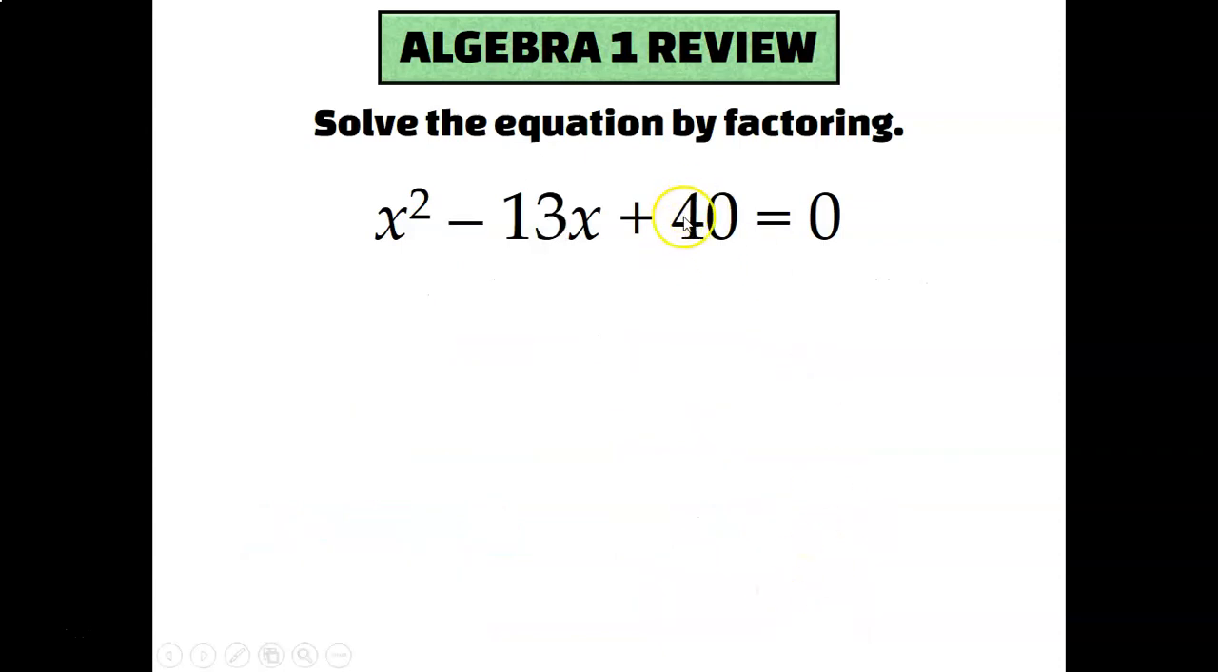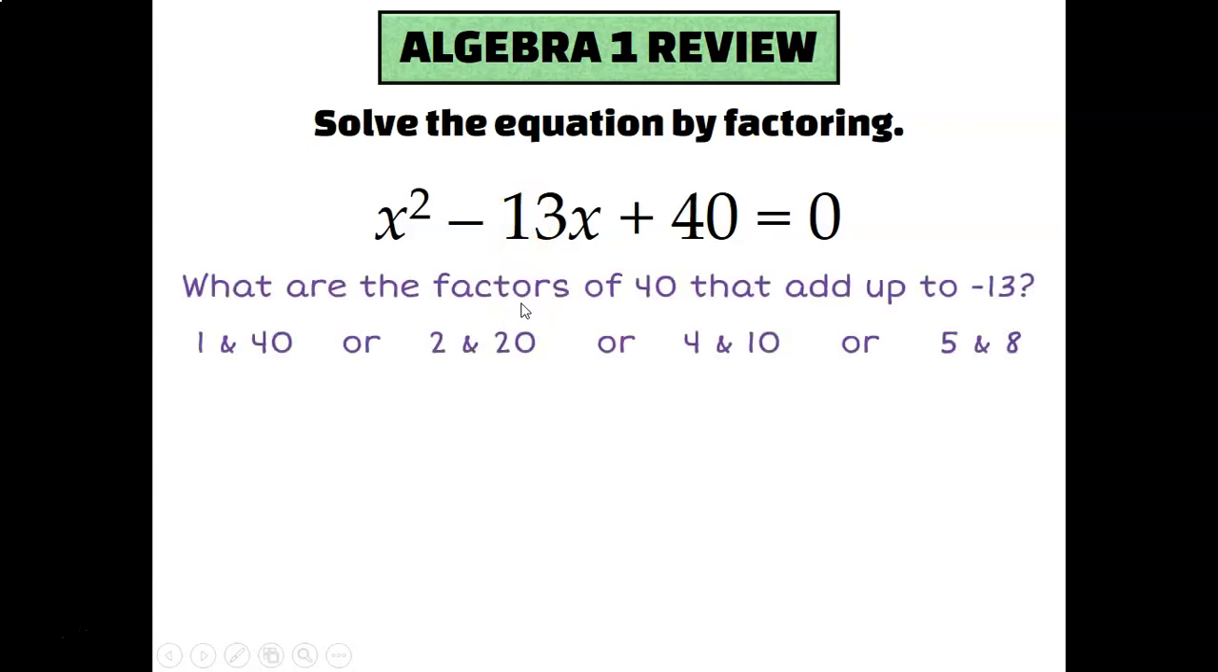Same idea, we need to figure out the factors of c that add up to b. What do I multiply to get to 40 and add to get to negative 13? Well, there's a bunch of options for 40. There's 1 times 40, 2 times 20, 4 times 10, or 5 times 8. These are all pairs of numbers that I can multiply to get to 40. Now for some of us, figuring out these pairs of numbers is really easy. We can do it in our heads. And for some of us, it's like super hard.